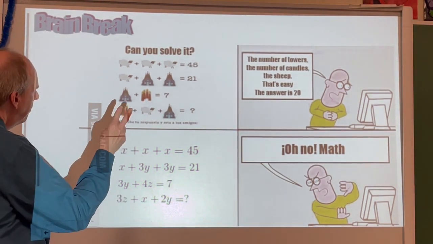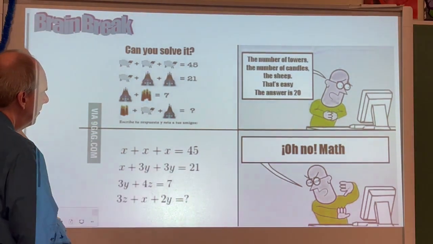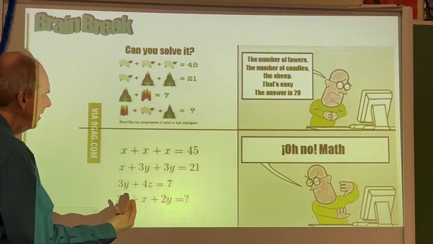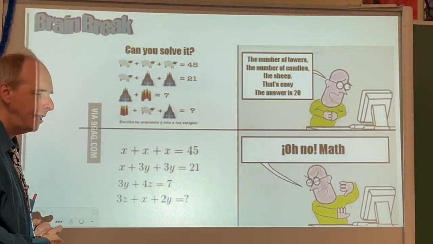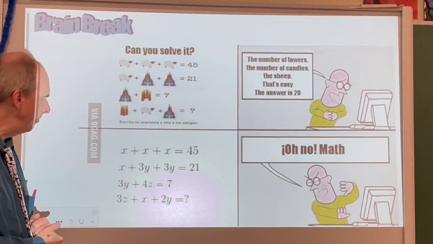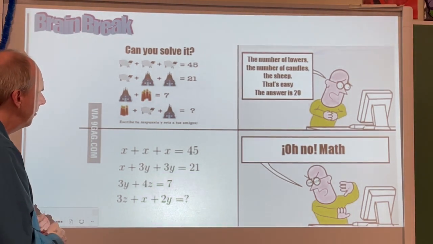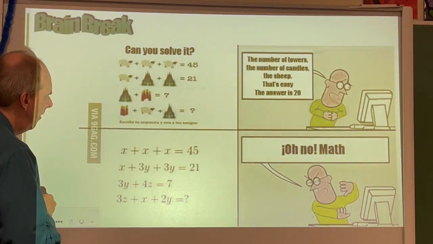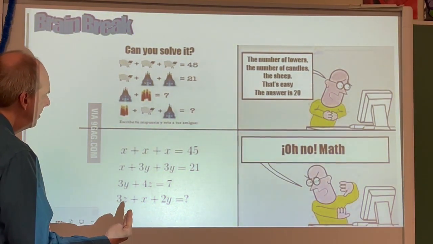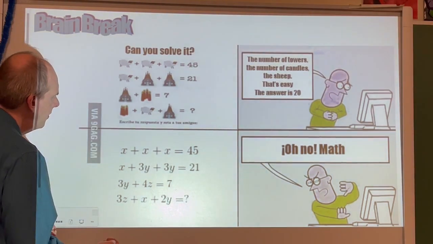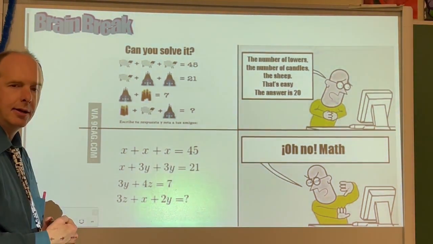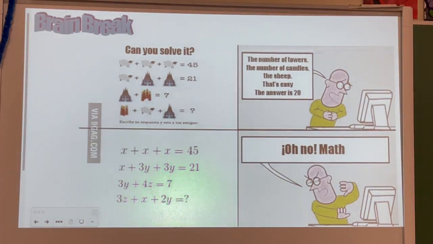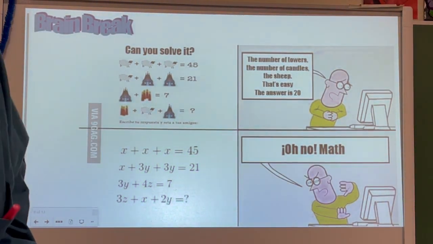Then you got 3 towers plus 4 candles equals 7. So 3 times 1 is 3 plus 4z. Take away 3, so 4z equals 4. Z is also 1. So your candles plus your sheep plus your 2 towers. Let's see. 3 times 1 would be 3 plus 15 up to 18 plus 2 times 1 would be 20. Oh no, math!